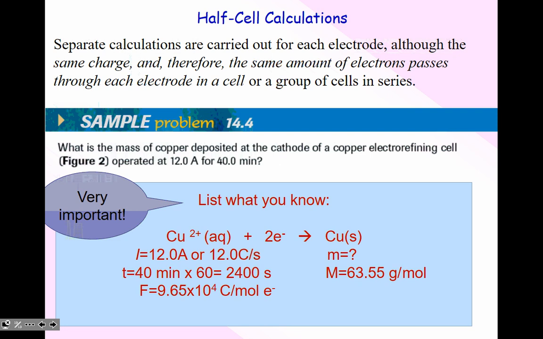Okay, half-cell calculations. Separate calculations are carried out for each electrode, obviously, although the same charge, and therefore the same amount of electrons, passes through each electrode in a cell or a group of cells in series. So even though the same amount of electrons passes through, we have different half reactions at each electrode. So let's take a look at what is happening on each half of this reaction.